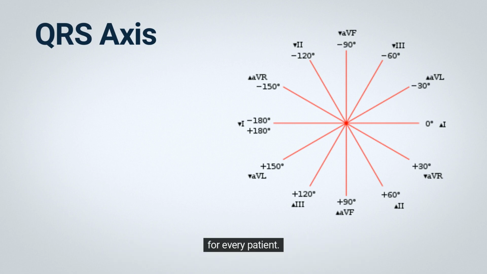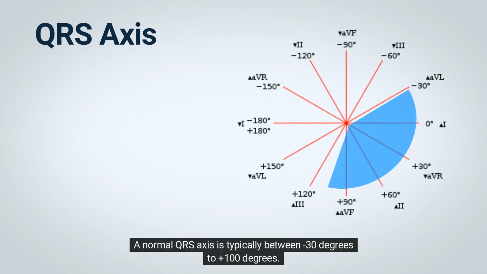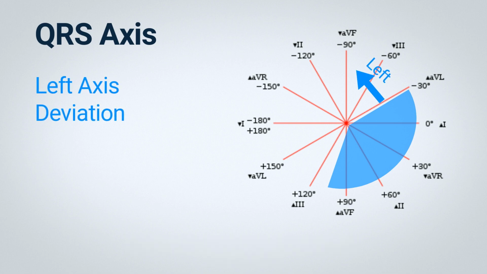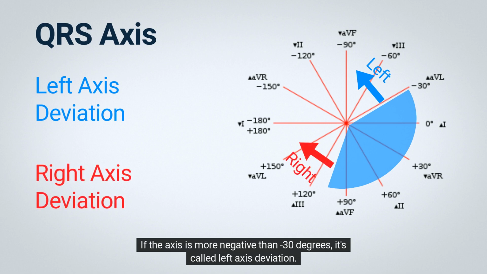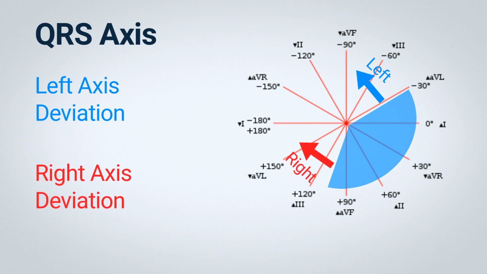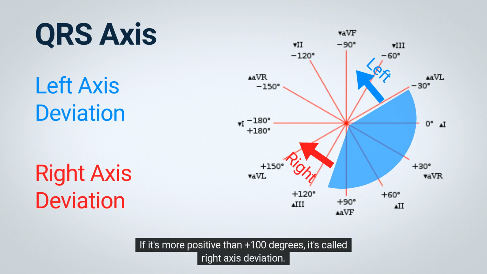In electrocardiography, the mean electrical axis of the QRS is a crucial measurement that should be performed for every patient. A normal QRS axis is typically between -30 degrees to 100 degrees. If the axis is more negative than -30 degrees, it's called left axis deviation. If it's more positive than 100 degrees, it's called right axis deviation.